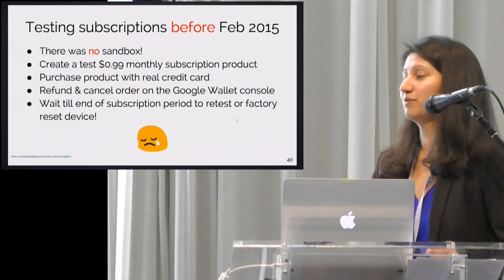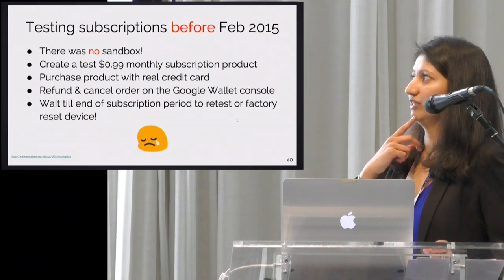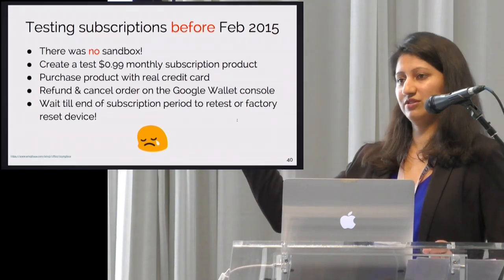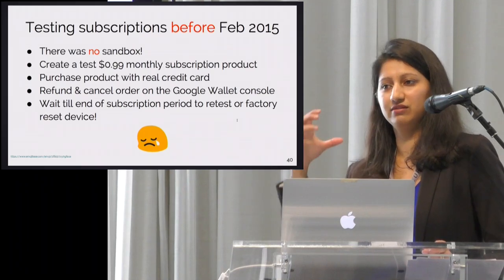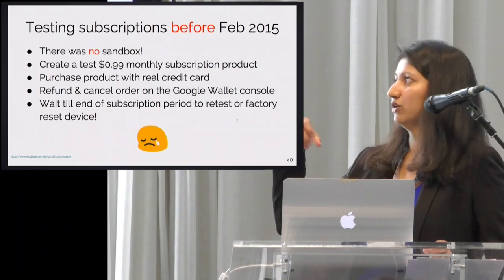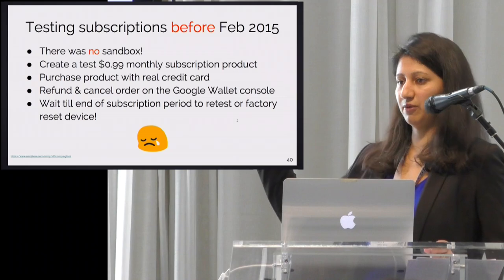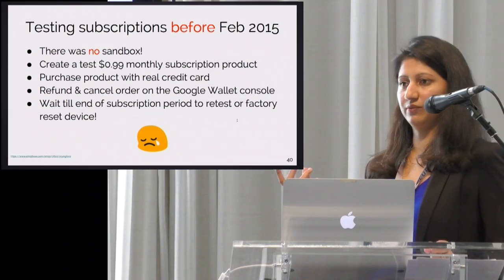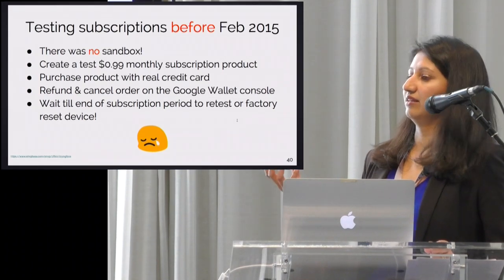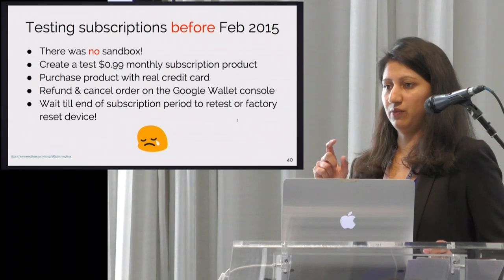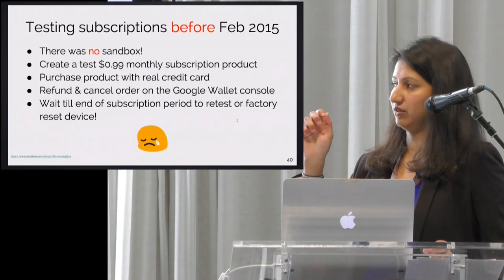So testing subscriptions: before Feb 2015, there was no sandbox. So there was no way for you to test with those reserved product IDs. You would just have to create a fake product and then purchase a product with a real credit card and then go onto Google Wallet console and refund it.